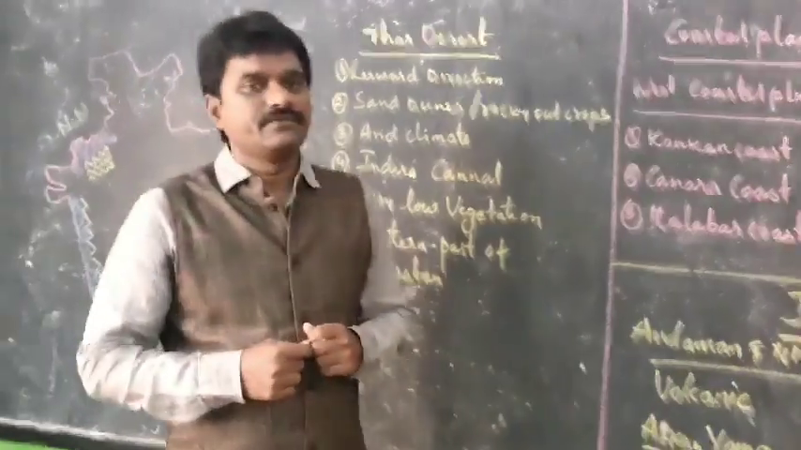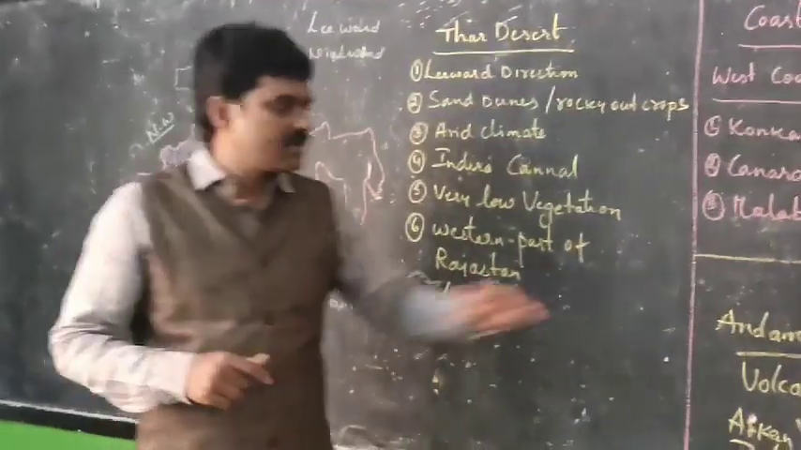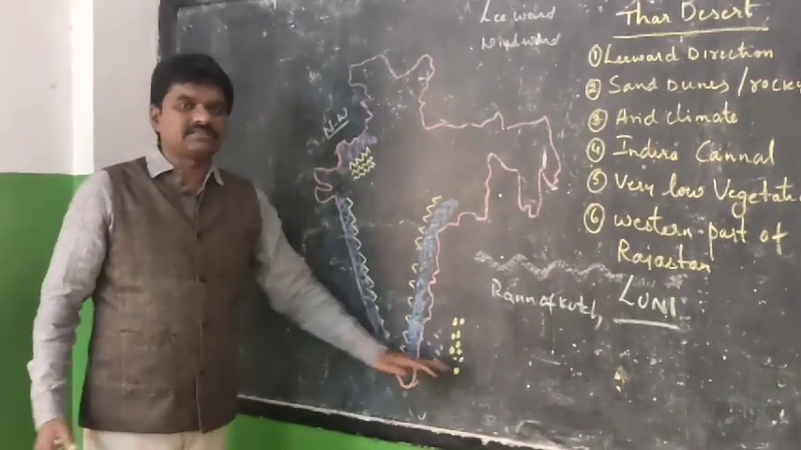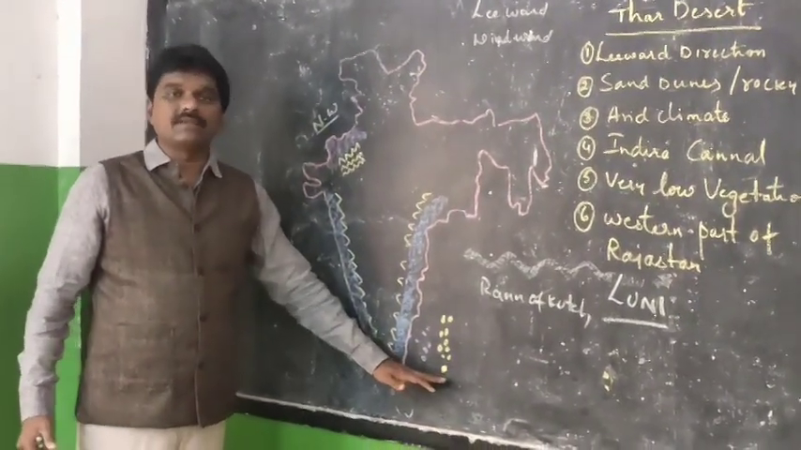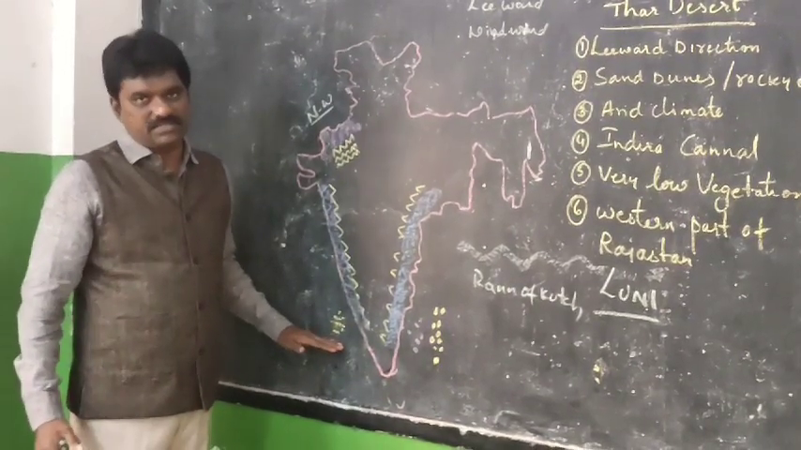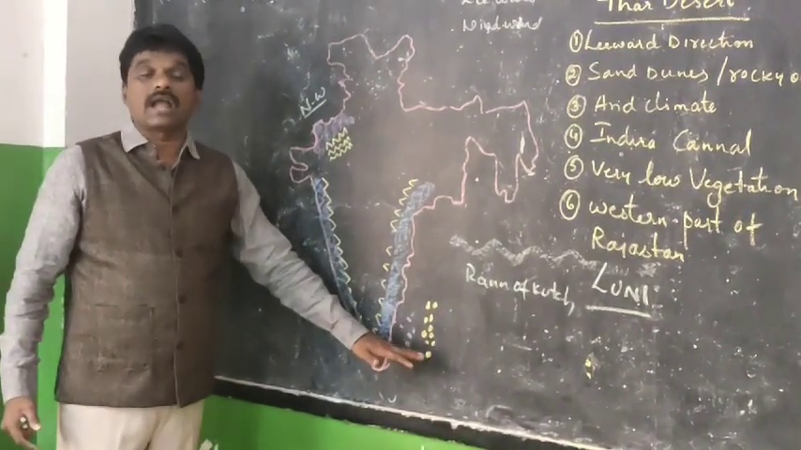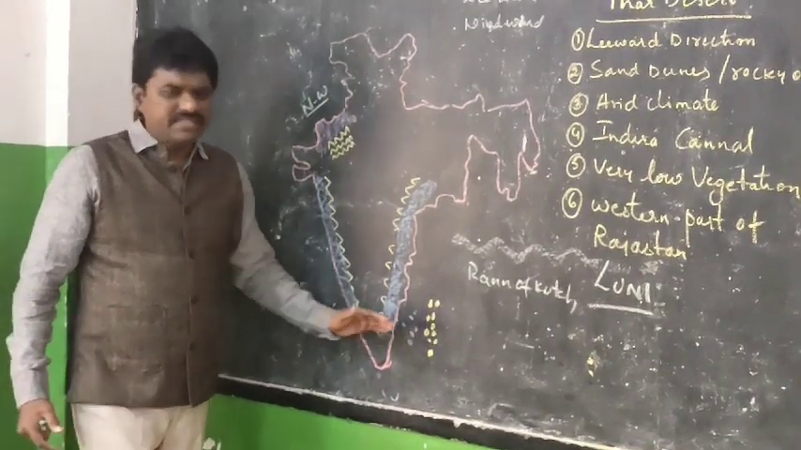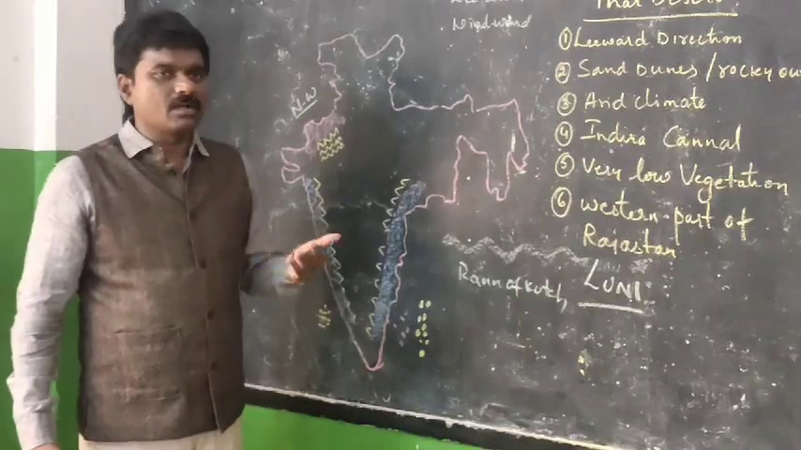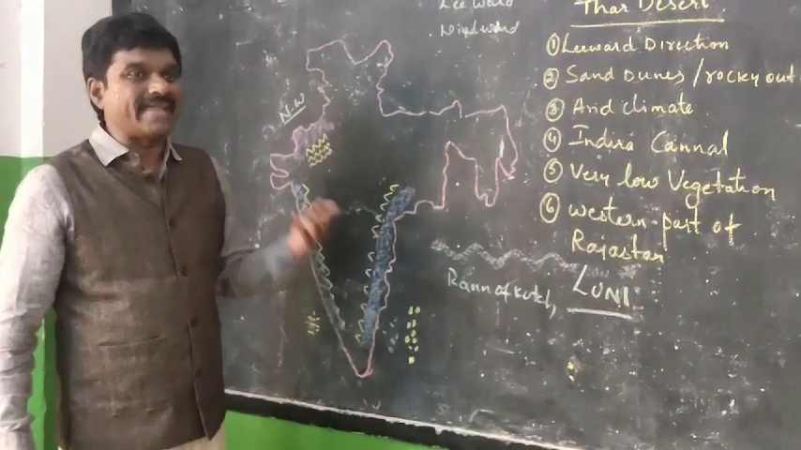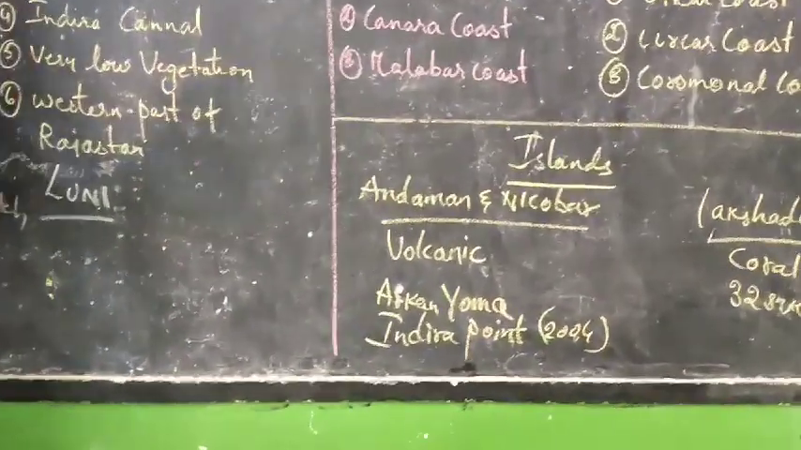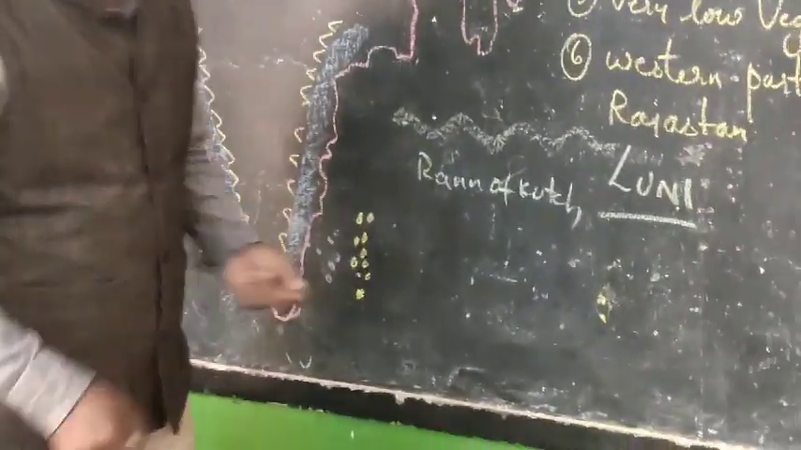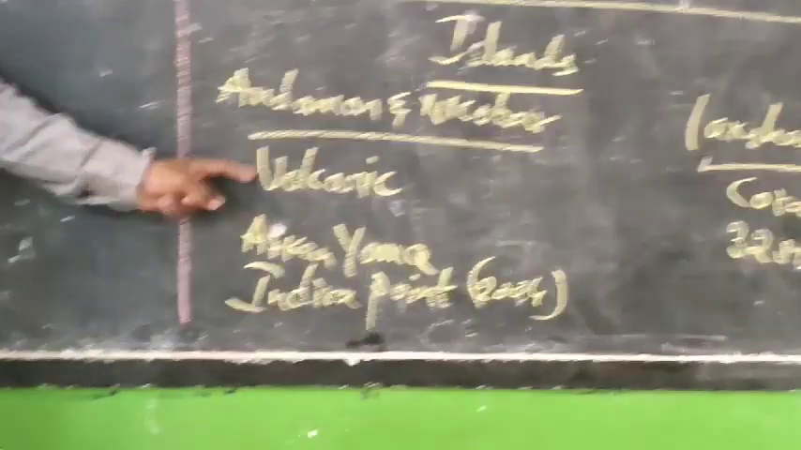And finally, we have another important relief feature, that is the group of islands. If you observe, we have two groups of islands in India. One is in the Bay of Bengal and another in the Arabian Sea. The islands in the Bay of Bengal are the Andaman and Nicobar Islands. These Andaman and Nicobar Islands are mountains which belong to Myanmar's Arakan Yoma mountains, which were submerged many million years ago. And very important, these islands are of volcanic origin.